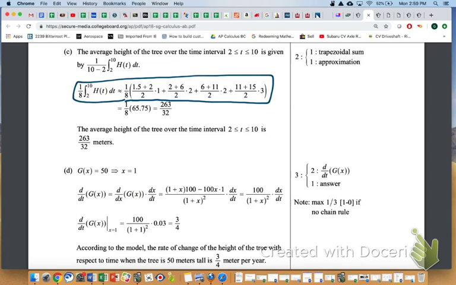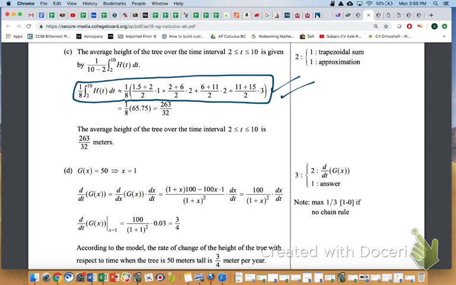So that counts as an approximation? Yeah. So right here, if all you wrote down was the blue box, you would get evidence of a trapezoid sum. It's all right there. And that approximation is equivalent to 263 over 32. So yeah, I would stop right there. I would not move past that at all.